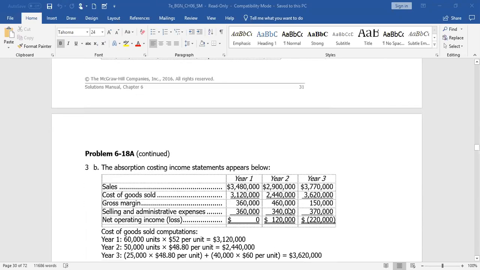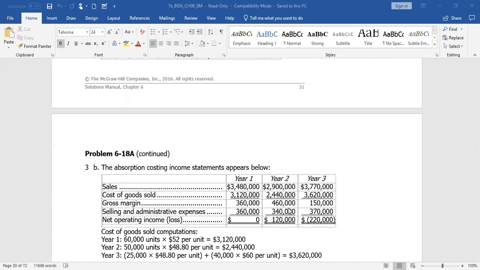So now when we do an income statement under absorption costing, our sales will be the amount sold times the $58. The cost of goods sold will be the amount sold times the unit cost for that year. So in year one, it was $52 per unit, 60,000 times $52. In year two, when we sold 50,000 units, it's $48.80 per unit. Now, what you have to be careful of, not all the items that were produced where the unit cost is $48.80 were sold in year two.